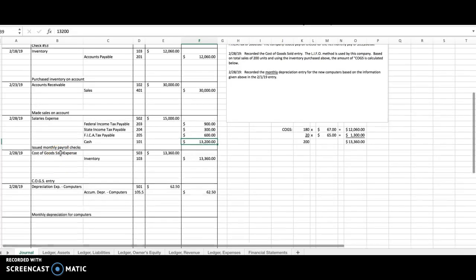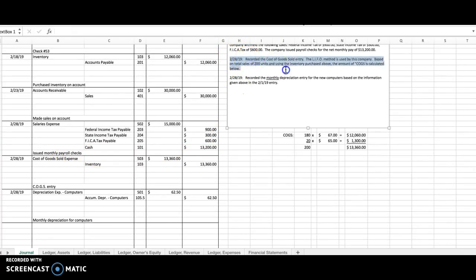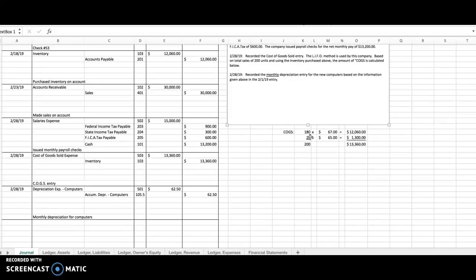This is the cost of goods sold. And as it says over here on the right, we recorded the cost of goods sold entry. And this company uses LIFO, and the arithmetic is done for you down here. We refer back and see that we sold 200 items. So if we look at last in, first out, this is the arithmetic needed, and you should understand how that works by this time. So when we do that, we figure out that the cost of the goods that we sold, those 200 items, cost us $13,360. And that's this entry, cost of goods sold expense and inventory credited. That reduces inventory by that much.